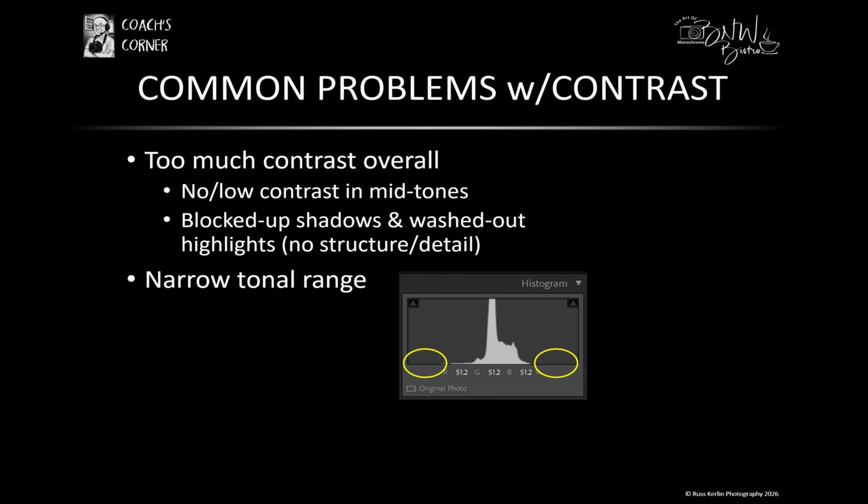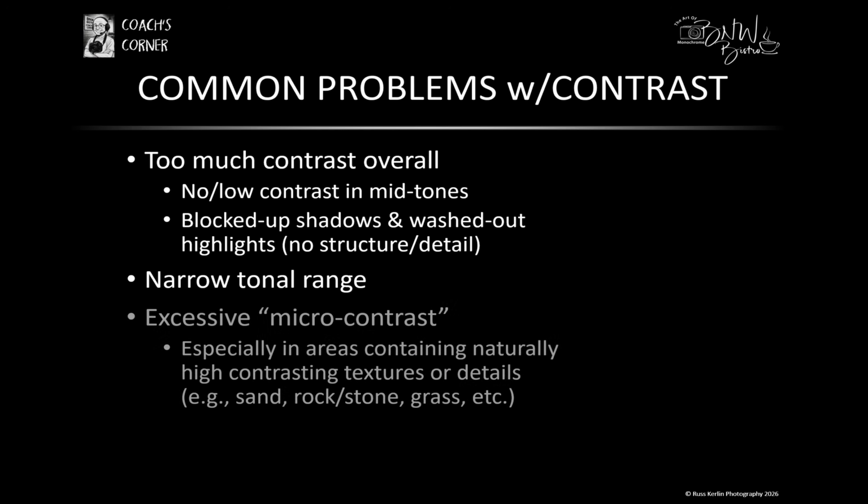Another problem I see from time to time, it's really the opposite of too much contrast, is a narrow tonal range. And by that I mean a case where we don't have those deep blacks and those bright whites, where all the tones kind of scrunch together in the middle, like this example histogram here.